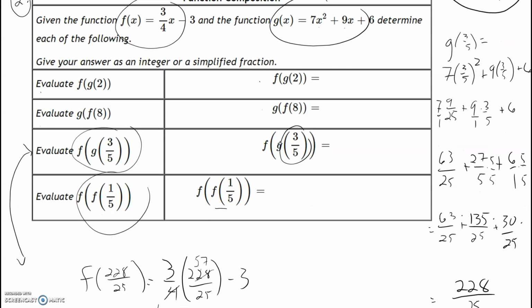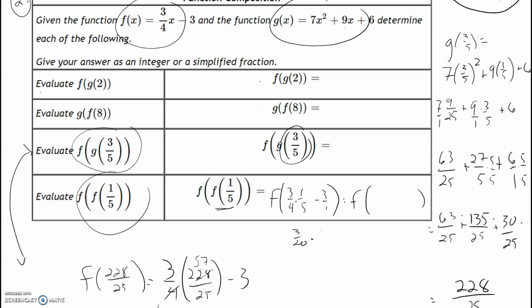So f of 1/5 would be, f of 1/5. Okay, good. This one's a little different. So we're going to find f of 1/5, get that, and then plug it back into f. So f of 1/5, let's see if I can do it like this. f of 1/5 is 3/4 times 1/5 minus 3 over 1, that would be 3 over 20 minus 3.